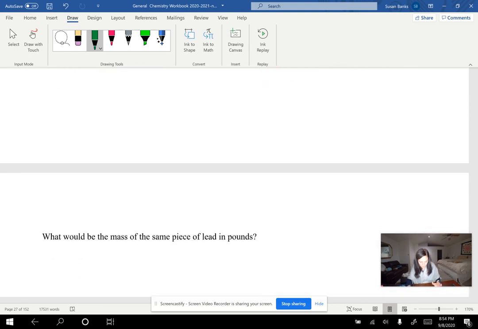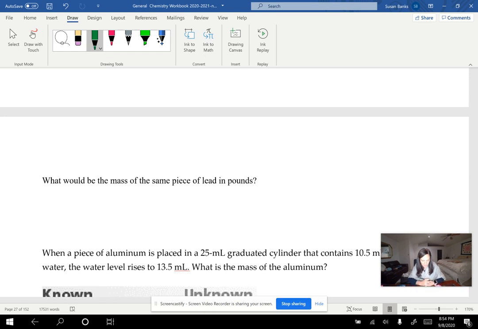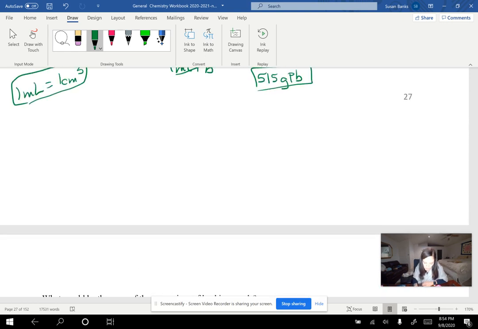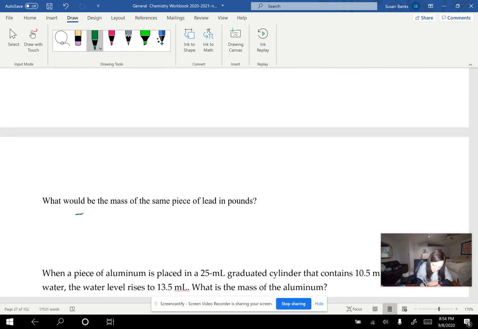So, last but not least, what would be this? Well, actually, I think I have a couple more. What would be the same mass in pounds? So 515 grams. Did we have a relationship way back like 2 pages ago between grams and pounds? Yeah, we did.